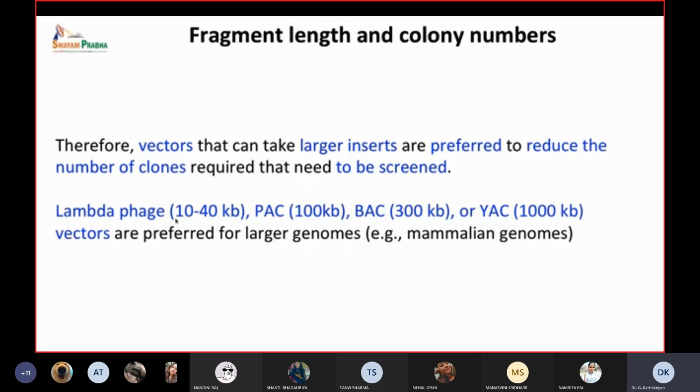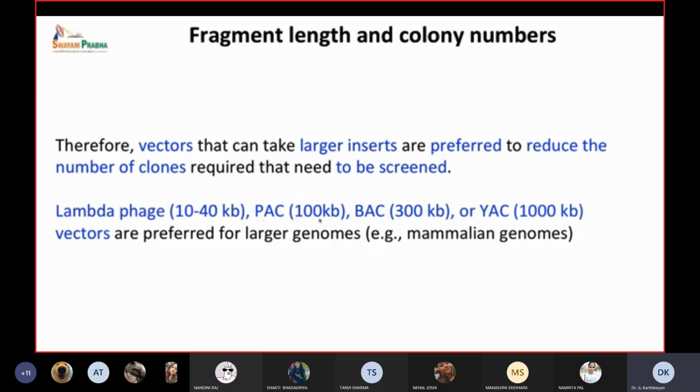Lambda vectors can take anywhere between 10 to 40 kb fragments, depending on the kind of lambda vector that you're using. So, for example, if you're making an E. coli genomic DNA library, you can probably manage with that. But with increasing genome size, maybe you need better cloning vectors in order to reduce the number of clones that you need to screen. So you can use a P1 bacteriophage-based vector, which is P1 artificial chromosome or PAC vector.